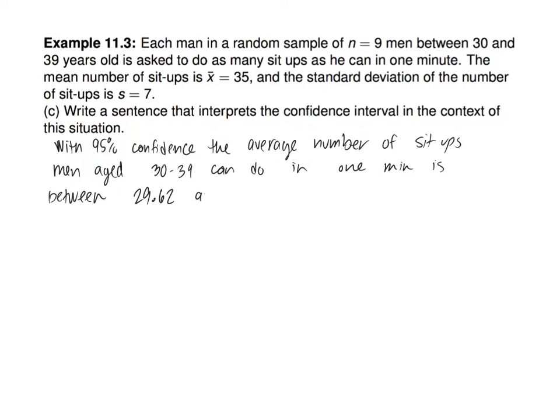29.62 and 40.38. It's a reasonably wide range. How could you make your range around your average narrower? Larger sample size. I mean, 9 was pretty crappy, right? Yes. Okay.